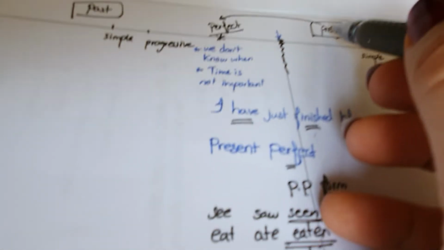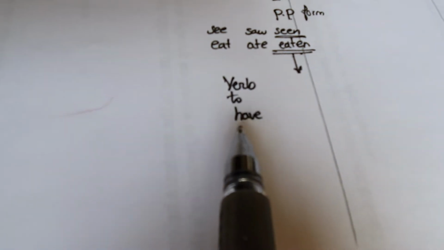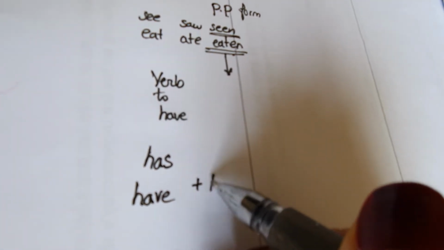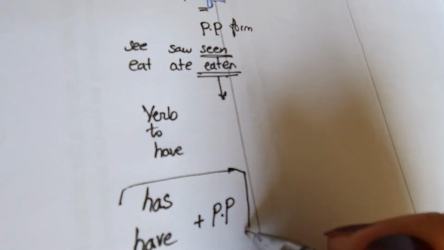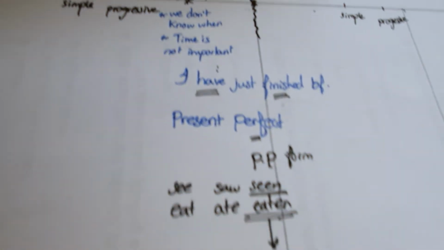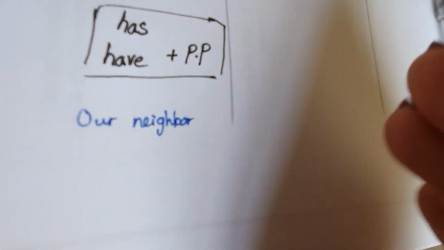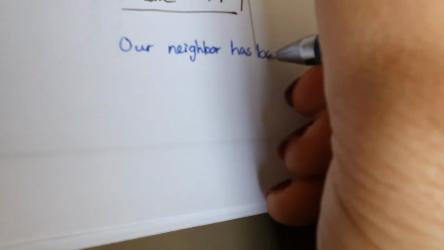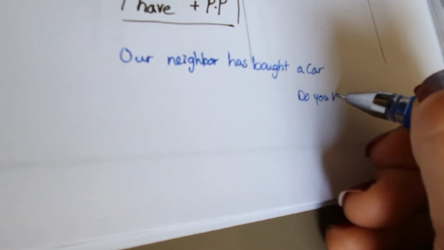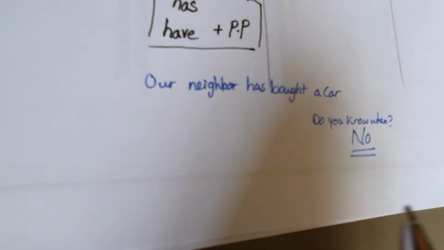The tense is present perfect. So in here, I will take what? I will take has or have plus the past participle of the verb. When do I use it? When I don't know the time or when the time is not important. I'll give you more examples. Our neighbor has bought a car. Do you know when? No, we don't know when.